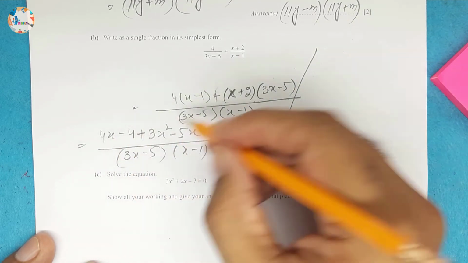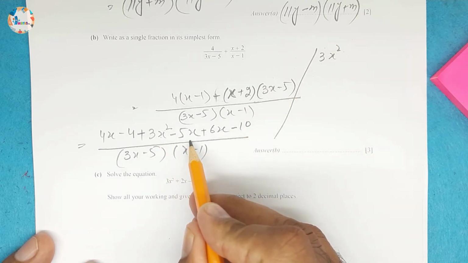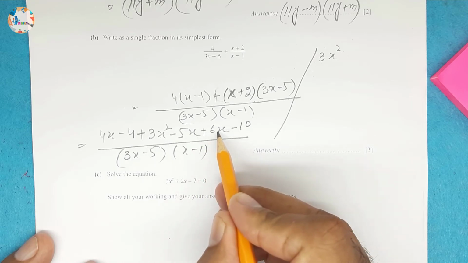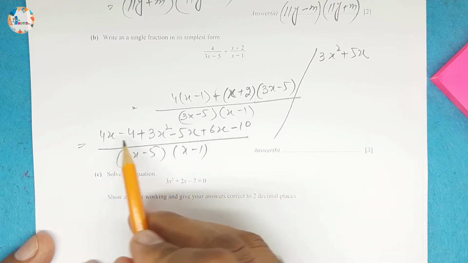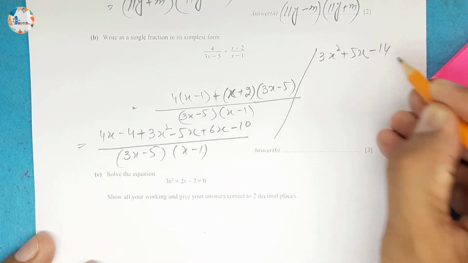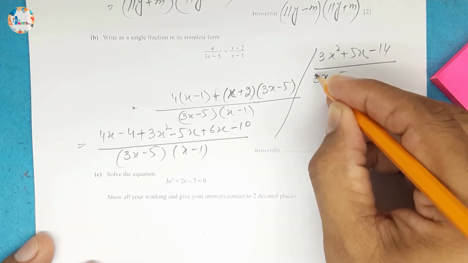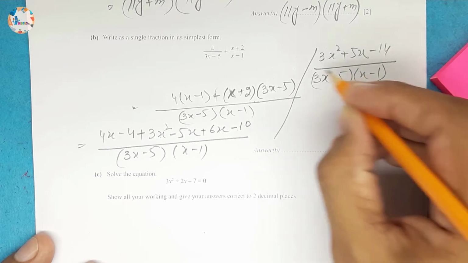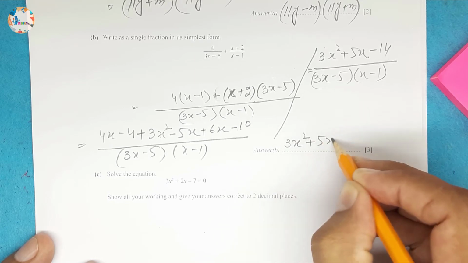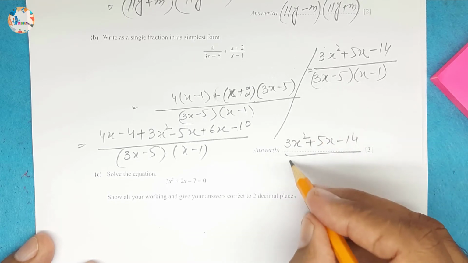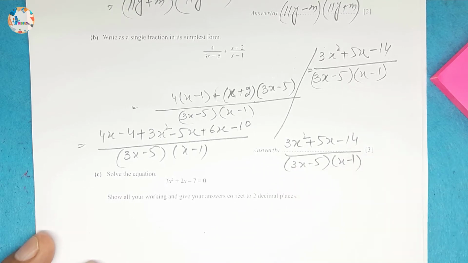Now we can simplify the numerator. This will be 3x squared, then minus 5x plus 5x plus 6x, and then the constant we can simplify, this will be minus 14, divided by these two values, 3x minus 5 and x minus 1. This will be our final answer, which we can write over here: 3x squared plus 5x minus 14 divided by 3x minus 5 and x minus 1. This will be our final answer.